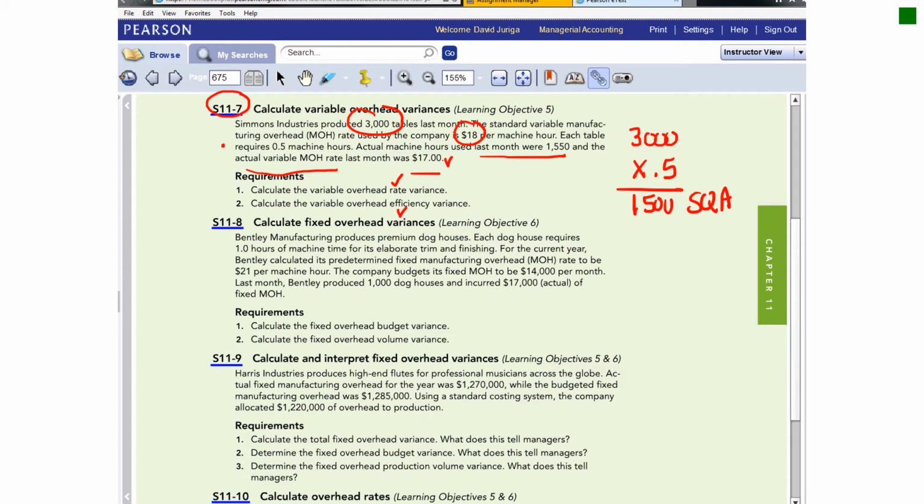You note that they actually used 1,550, and you'll notice that's the actual quantity used. That is not less than the standard. That's not good. You'll take that difference, and you'll multiply that by the standard 18 bucks. That'll give you your efficiency variance. Again, I'll walk you through the numbers on the next slide.